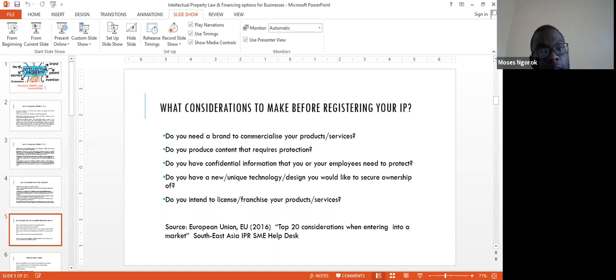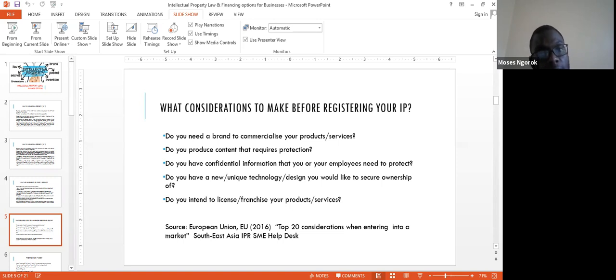So that's important. So even for a business in manufacturing, you come up with a patent, a new design for something, a new product, a new machine that does work faster. Ask yourself, if this were to get into the wrong hands, would I be safe? So you need to consider that. Then the next thing is, you have confidential information you or your employees need to protect. So think about whether there's confidential information you may need to protect.